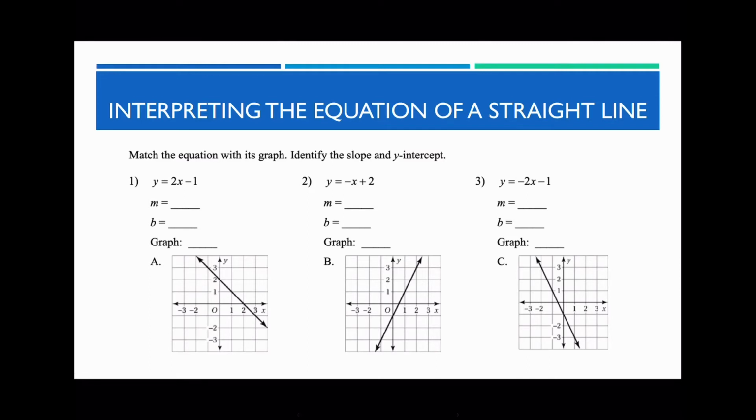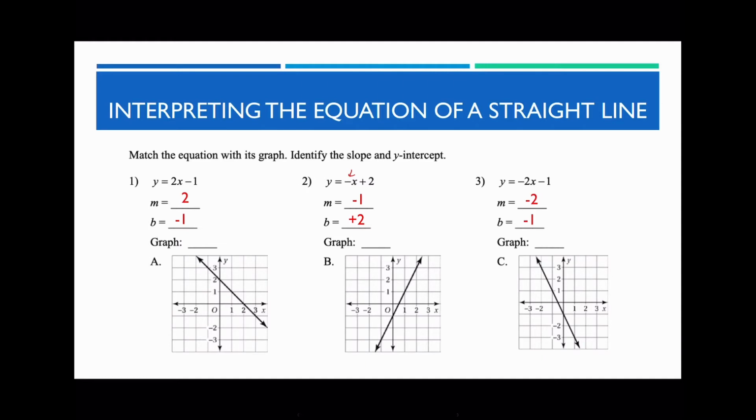For the very first question, the gradient, remember, is always going to be the number in front of the letter x. So in this case, the gradient is going to be equal to +2, and your y-intercept is going to be equal to -1. For the second equation, when there's no number present, it's always going to be 1, and since there's a negative sign, the gradient is going to be -1. And your y-intercept is going to be equal to +2. And for the third equation, your gradient is going to be equal to -2, and your y-intercept is going to be equal to -1.